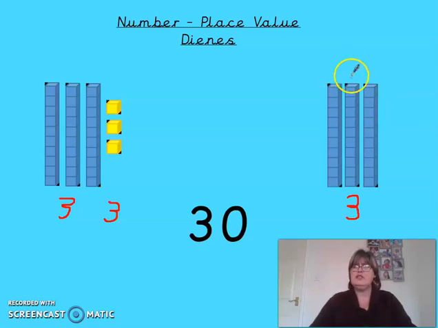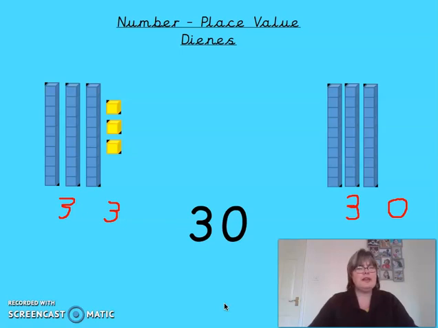It's 10, 20, 30. So, if I've got no ones, but I know it has to be a 2-digit number, I have to say the number for none, which is a 0. So if we look at our numbers, what numbers do we have? We've got the number 33 and we've got the number 30. So if you'd pointed to this one, you were right. Well done. Again, which one is the biggest number?